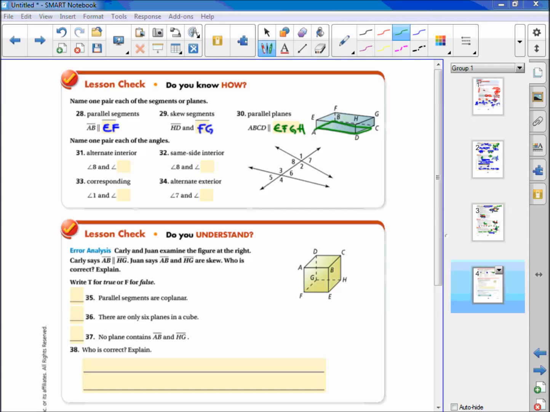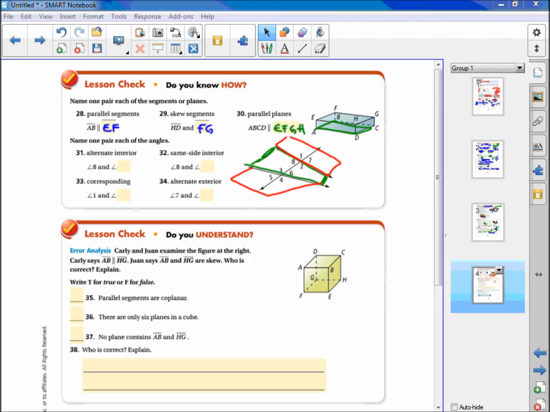Okay. Number 31, name one pair for each angle. So alternate interior with angle 8. Okay, so inside is in here, between these 2 green ones. So this is our interior. Exterior is out here. And that's because our transversal is this one. So we have 2 lines that are cut by that blue transversal.